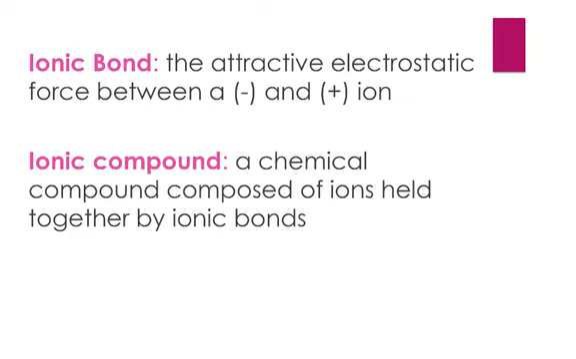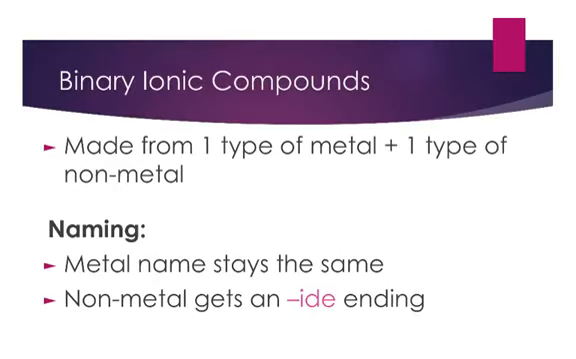So a couple of definitions. An ionic bond is the attractive electrostatic force between a negative and a positive ion. So it's the negative and positive, those opposite charges, that make ionic bonds stick together. And an ionic compound is a chemical compound composed of ions held together by ionic bonds.